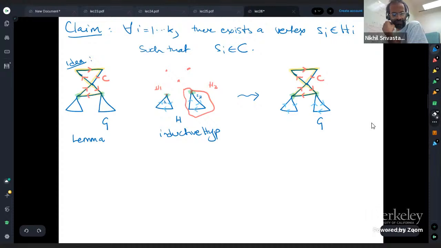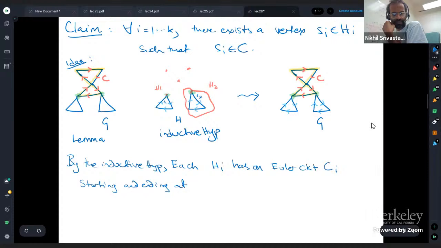Starting and ending at this special green vertex Si, which is in Hi and in C. Okay, so the Ci's are these little blue tours here. This is C1, this is C2. Yeah, this is H1, this is H2. And now I just glue them together.